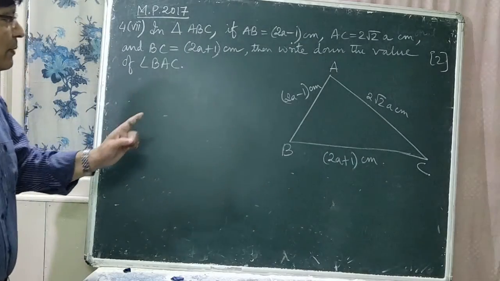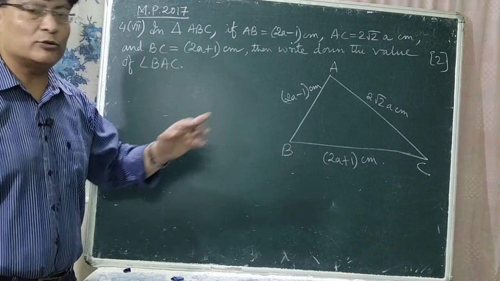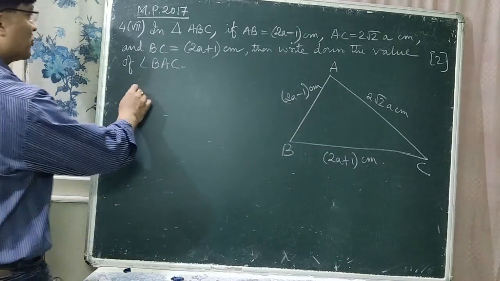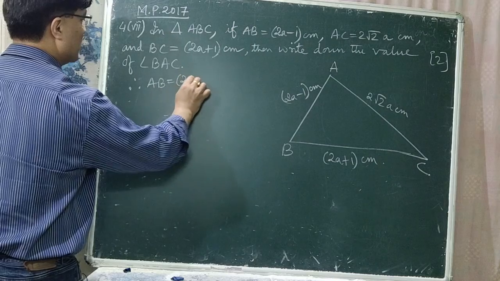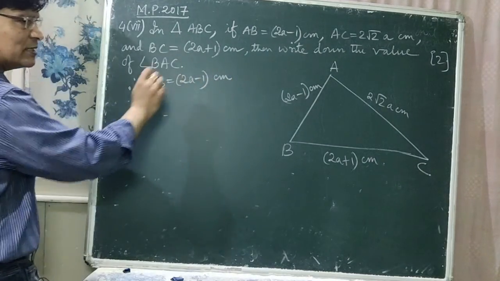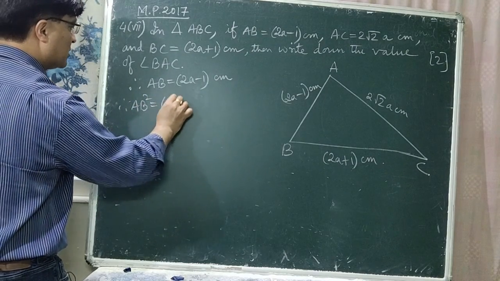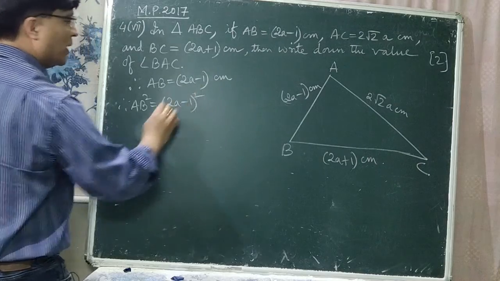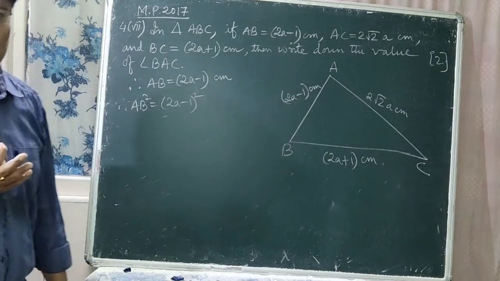Okay. Here AB is equal to 2a minus 1 centimeter, AC is equal to 2 root 2a centimeter, and BC is equal to 2a plus 1 centimeter. So let us write here, AB is equal to 2a minus 1 centimeter. Let us square both the sides. If you square both the sides, you are getting (2a minus 1) whole square. If you square the left hand side, you have to square the right hand side also.